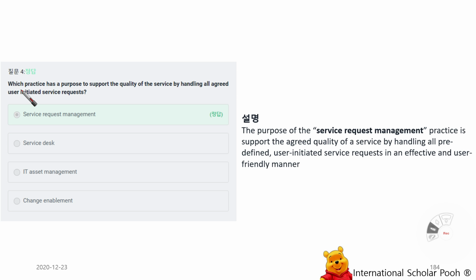Which practice is proposed to support the quality of the service by handling all agreed user-initiated service requests? Service request management. The purpose of the service request management practice is to support the agreed quality of a service by handling all the predefined user-initiated service requests in an effective and user-friendly manner.